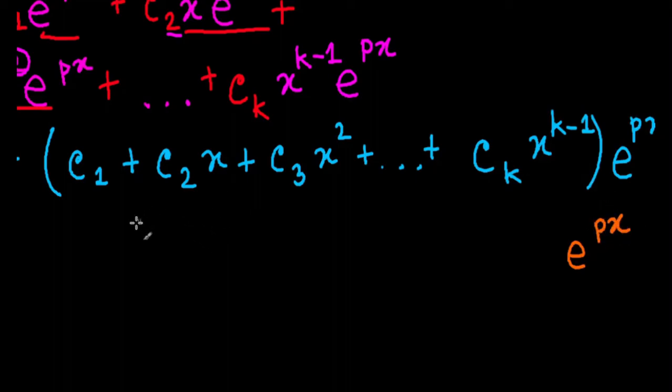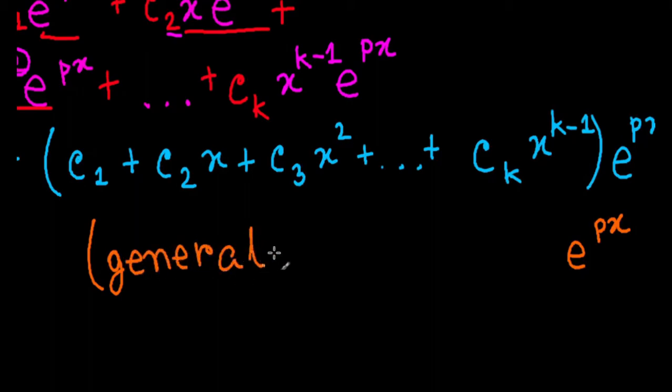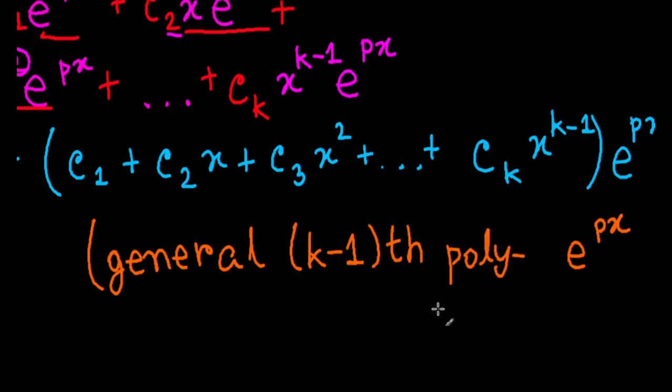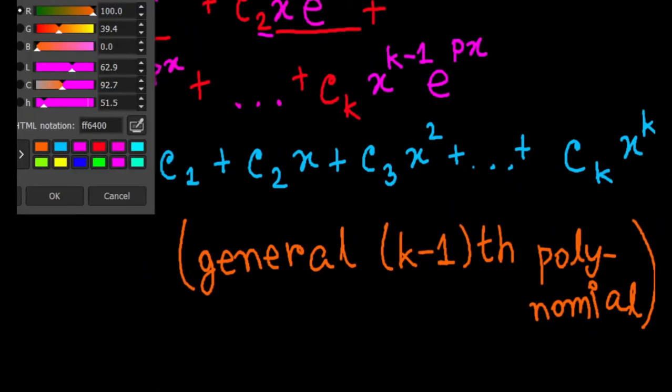This is going to be multiplied by a general k minus 1th degree polynomial in x. So our exponential is going to be multiplied by a polynomial whose degree is 1 less.